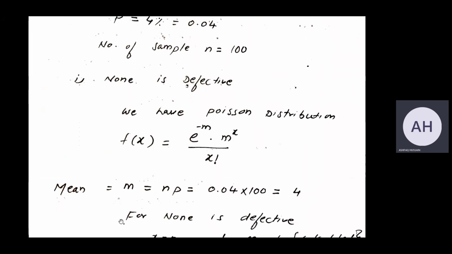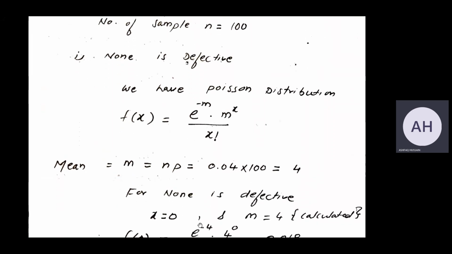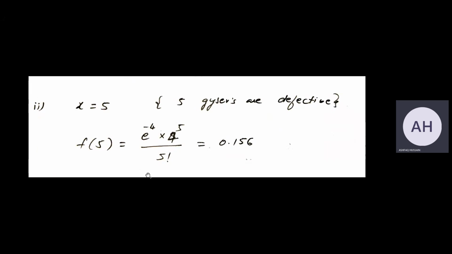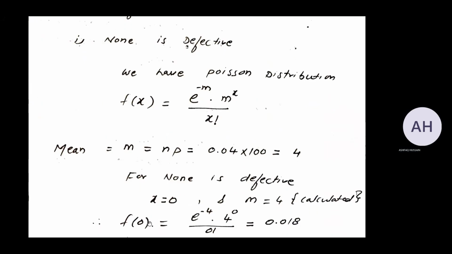Now the first case, for none defective, X value is 0 and M is equal to 4, which we have calculated. So if you put X equal to 0 and M equal to 4 in the above equation, you will get the probability for none defective. Okay, so this is called Poisson's distribution method.